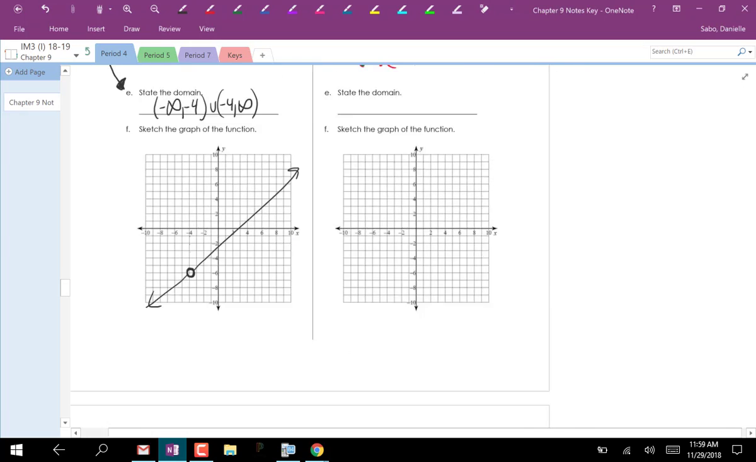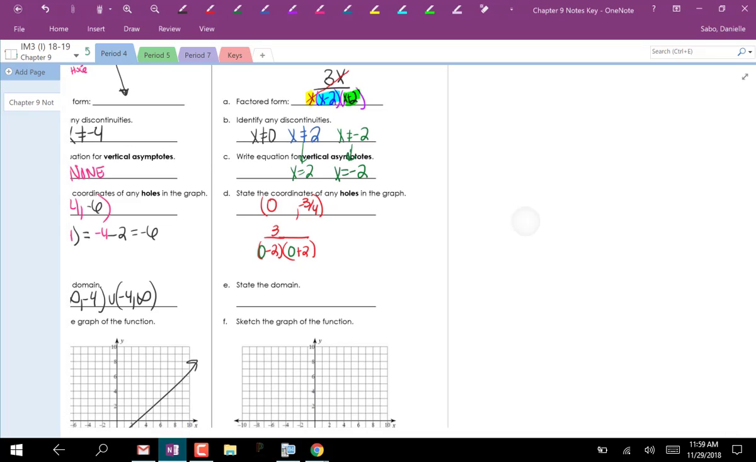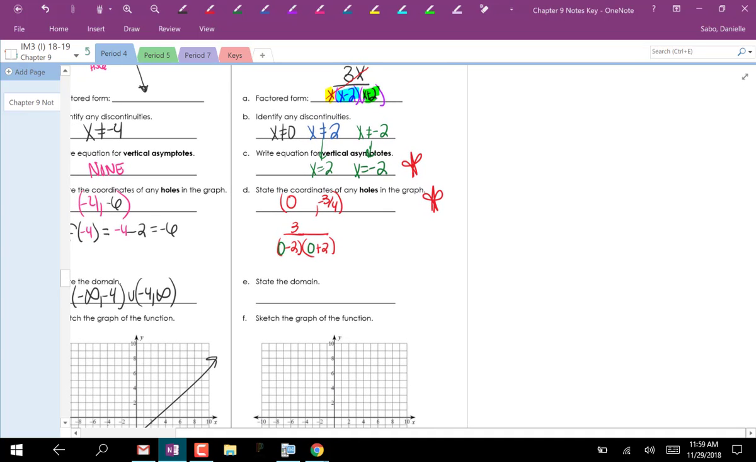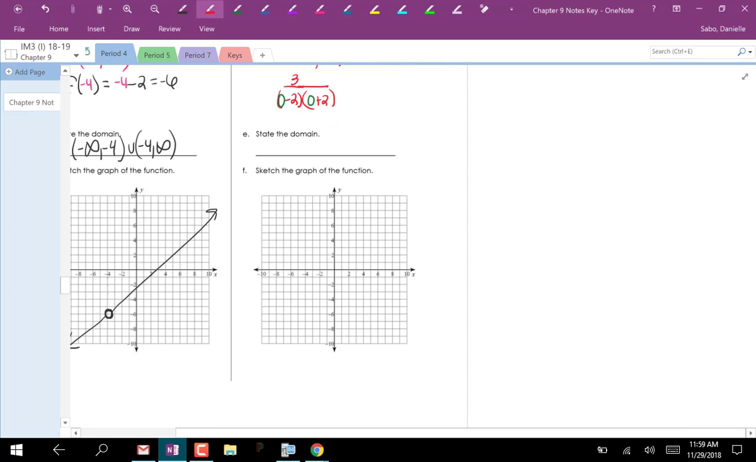I need you guys to put stars next to the hole and the asymptote because those are the things that you have to graph. And I'm going to show you how to do that right now. I know we're running out of time here. I apologize, it's a longer lesson. Okay, so x equals 2 and x equals negative 2 need to be graphed. So here's how I'm going to graph them. The vertical asymptote at negative 2, I'm going to draw dotted lines in there.